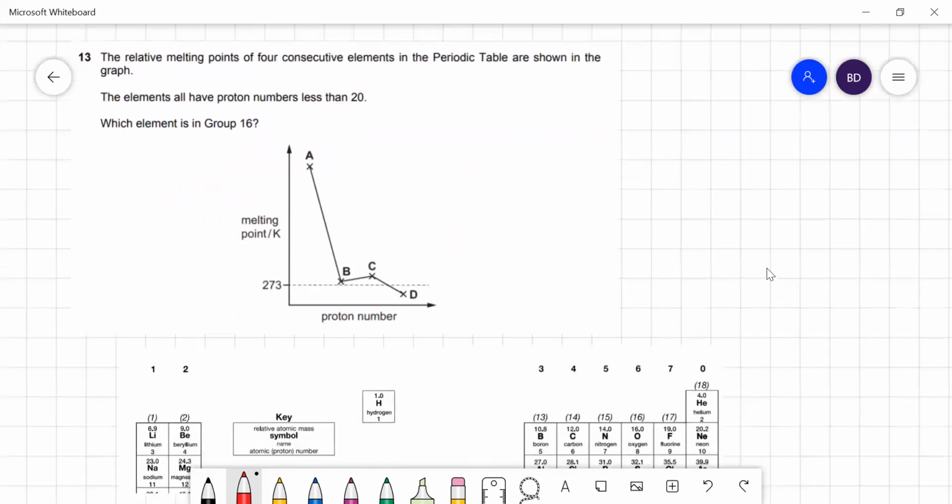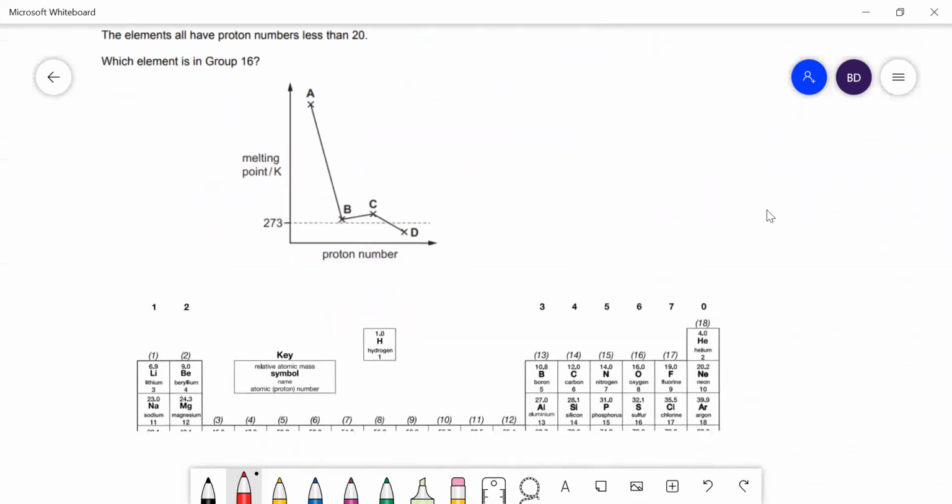Okay, which element is in group 16? Well, group 16 is this one here. This group 6, on there, 16, yeah. Right. Okay, it's got to be less than 20. Now, look here, this is 273. This is 0. That's 0 degrees Celsius. So B and C have really got to be solids at room temperature. They can't be gases, okay?